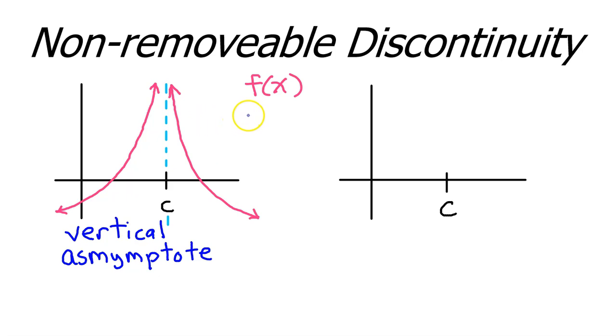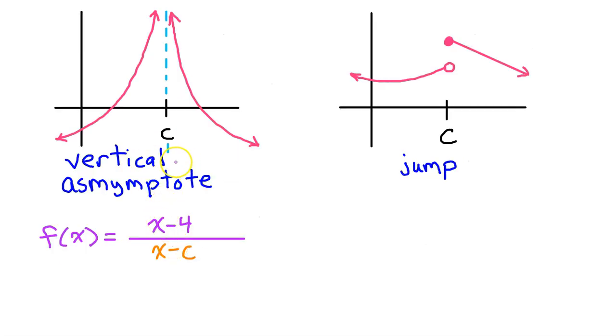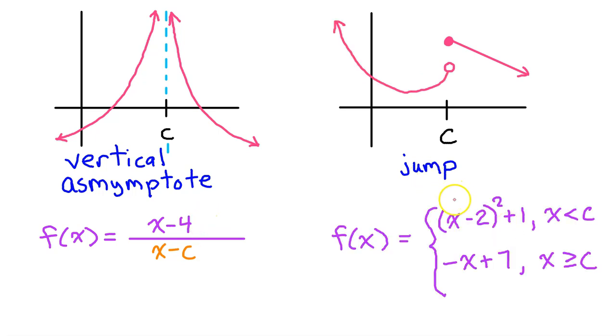The other type of discontinuity is a non-removable discontinuity. This can either be a vertical asymptote, or it could be a jump. You get a vertical asymptote at x equals c when there's a factor of x minus c in the denominator that does not get canceled out by a factor from the numerator. You will get a jump discontinuity from a piecewise function where the pieces don't connect.